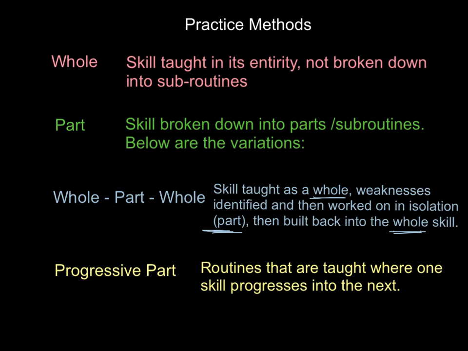So what we're about to do now is go through the pros and cons of each one: when you would use it, when it wouldn't be such a good idea to use it, so the advantages and disadvantages. I've not done one on part, simply because the points that are relevant to whole, part, whole and progressive part are relevant to part, because these are both variations of that. So I haven't done a mind map on this, because the mind maps for these two cover that part, okay?